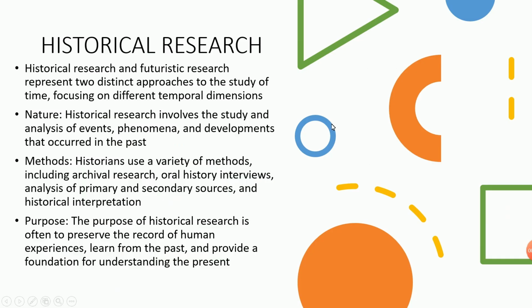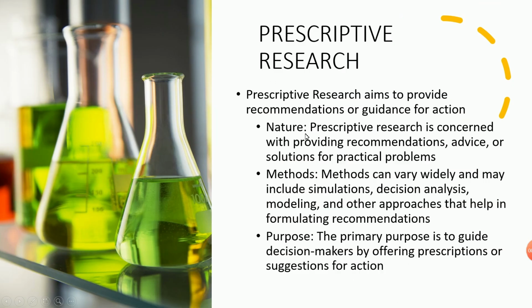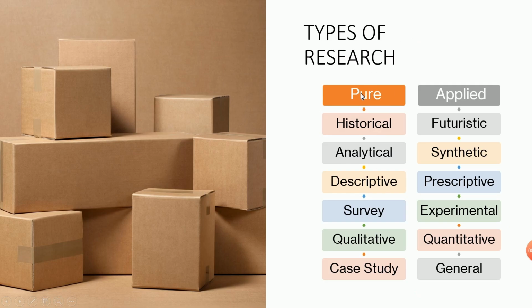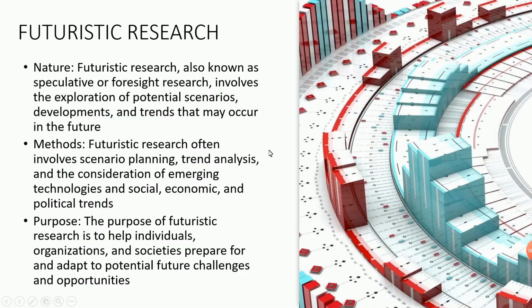Now historical research. See, like I said, in the slides I am repeatedly showing, these are either opposite or somewhat closely related. So pure is opposite of applied, historical is opposite of futuristic, and analytic is opposite of synthetic. So like that, qualitative is opposite of quantitative.